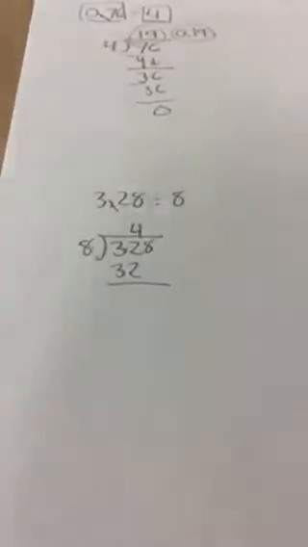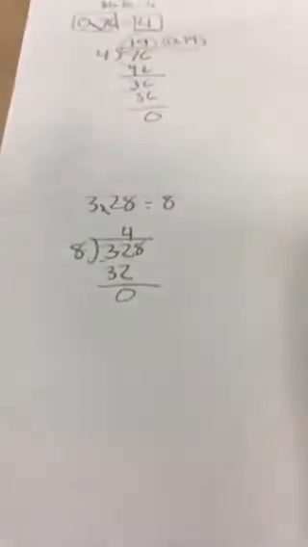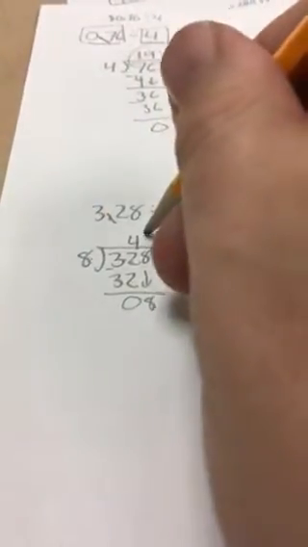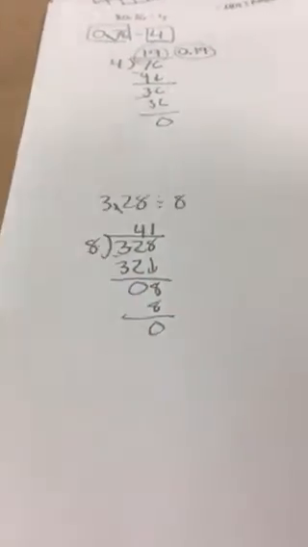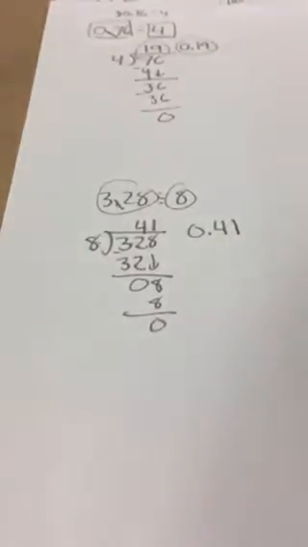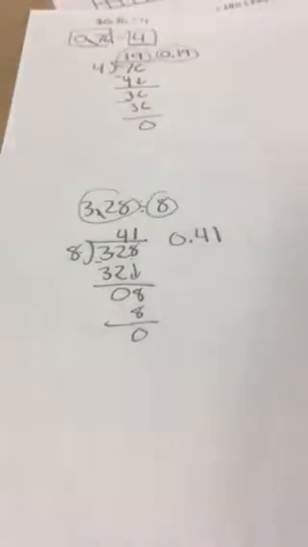All right, third one, you have 3 and 28 hundredths divided by 8. So I'm going to take my decimal, drop it, and write it as a standard division problem. 8 goes into 32 4 times. 4 times 8 is 32. 32 minus 32 is 0. I'm going to bring down my 8. 8 goes into 8 one time. 1 times 8 is 8. And I end up with nothing left over. All right, again, mixed number, whole number, so my number needs to be smaller. So I have 41 hundredths.